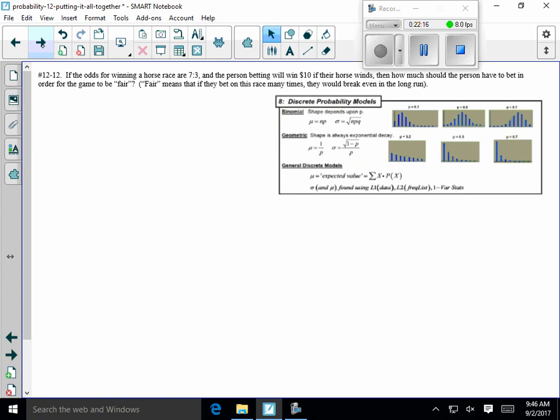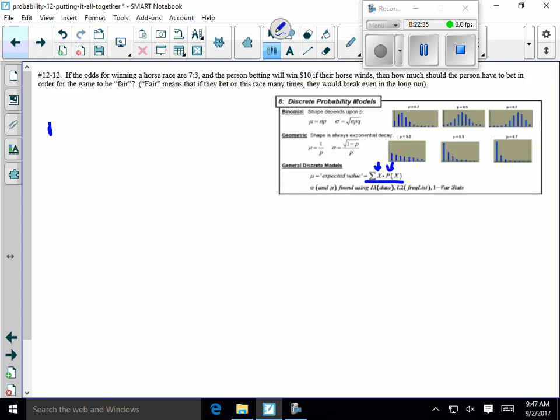So for general models, the expected value formula is this. We take the sum of the individual data values times their probabilities, okay? And you could actually do it in the calculator as well, but we'll do it both ways. So for me to do that, it means I'm going to have probabilities to start with, right?